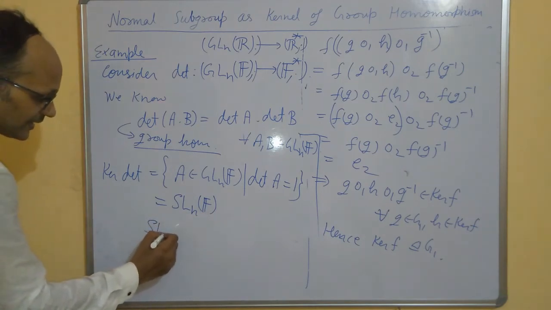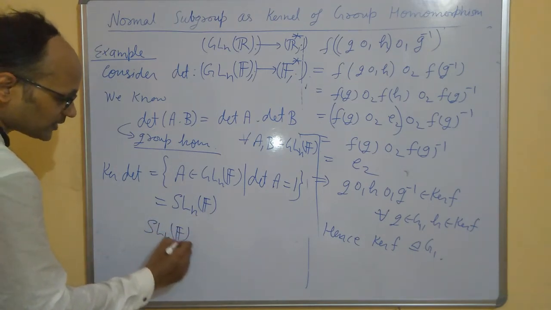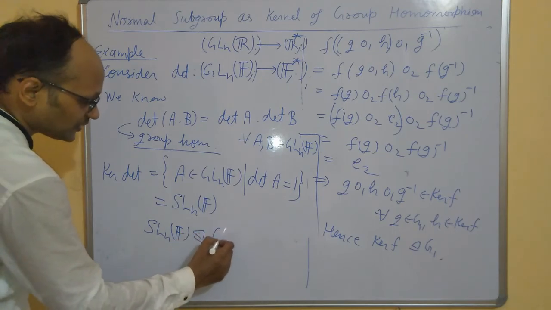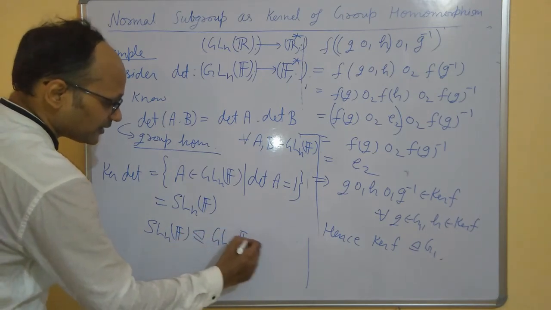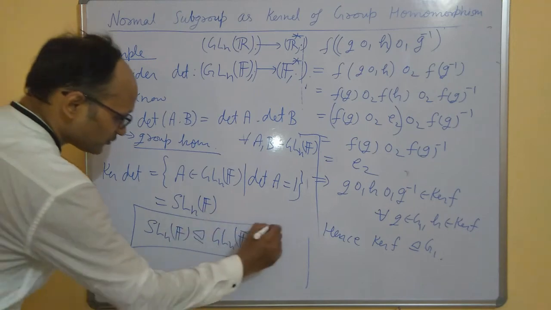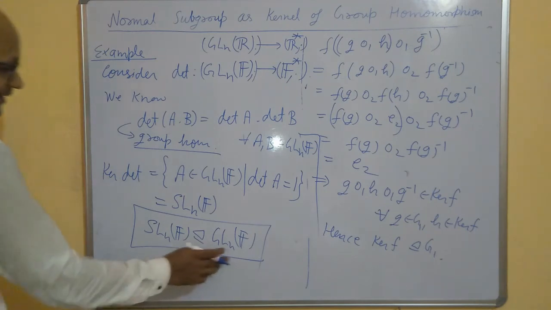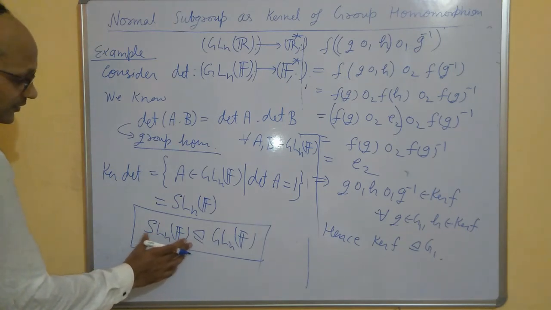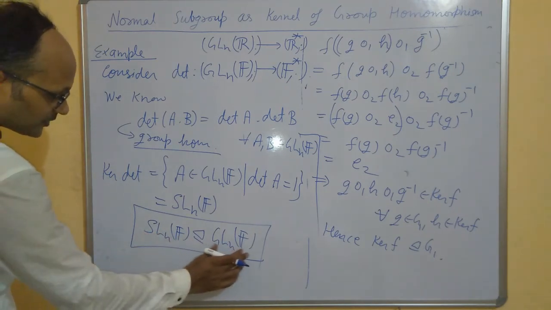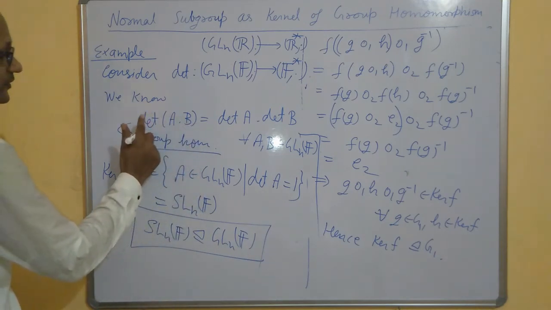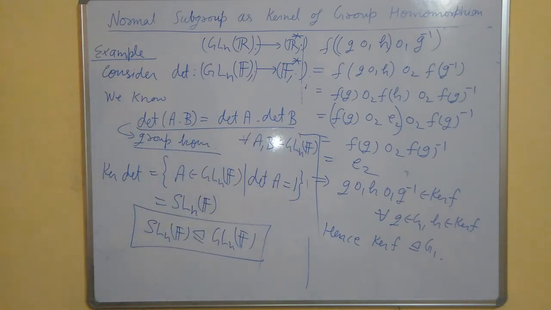So we can say that SL_n(F) is a normal subgroup of GL_n(F). There are other ways to show it also, but it is quite easy to show it by choosing this as a group homomorphism. Okay.